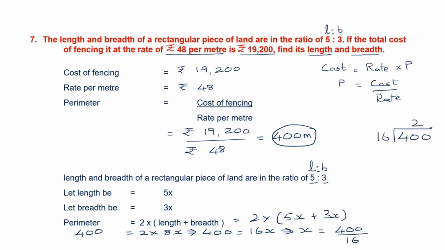16 twos are 32, minus. Now 3, 10 minus 2 is 8, 80. 16 fives are 80. So we have found the value of x to be 25. We found the value of x to be 25. With this, we are going to find what we are asked in the question, to find the length and breadth.